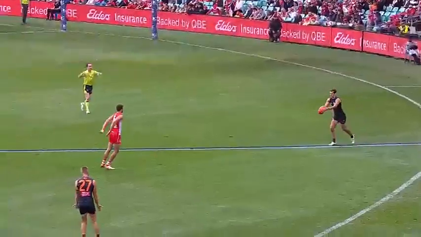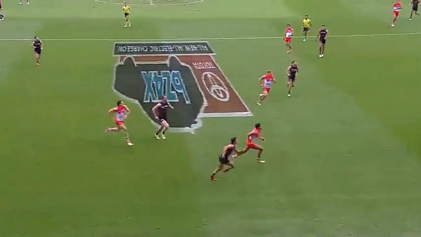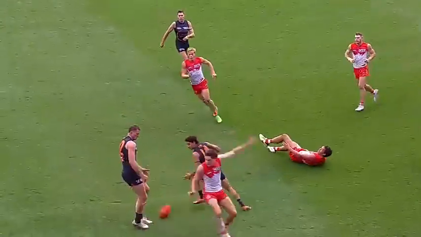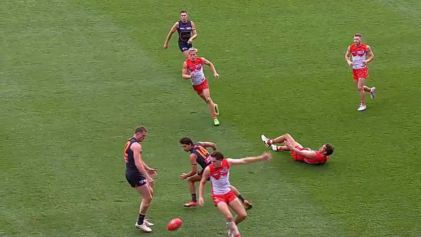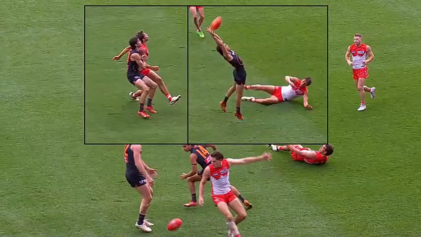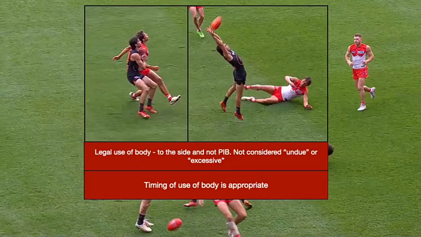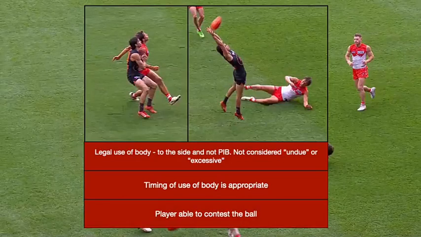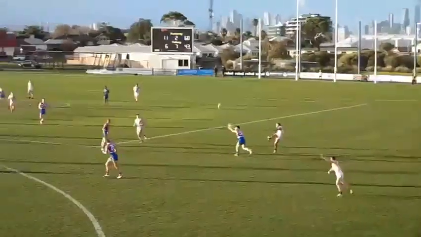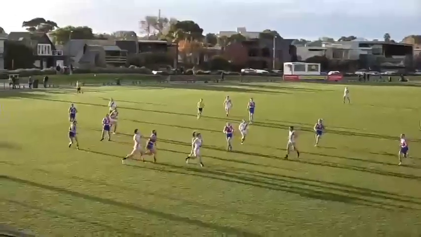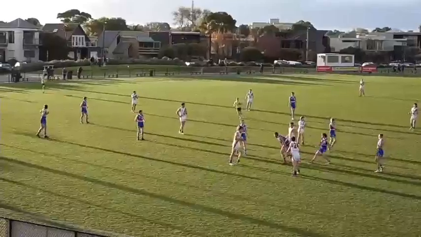AFL example. Body use will be to the side. So you can see that there's a bump, okay, there's a bump to the side. However, it's legal use. It's to the side and not PIB. It's not considered undue or excessive. Timing of use of body is appropriate. Player is able to contest the ball, which is mightily important in a marking contest. Legal body use.